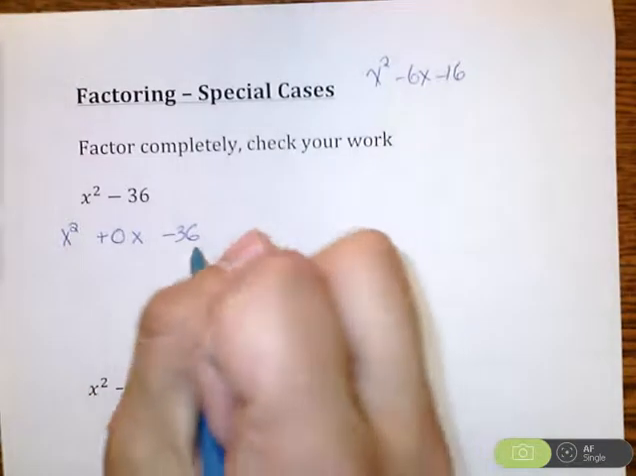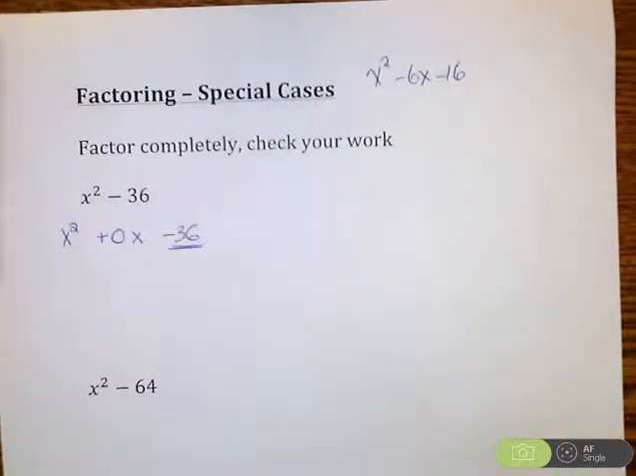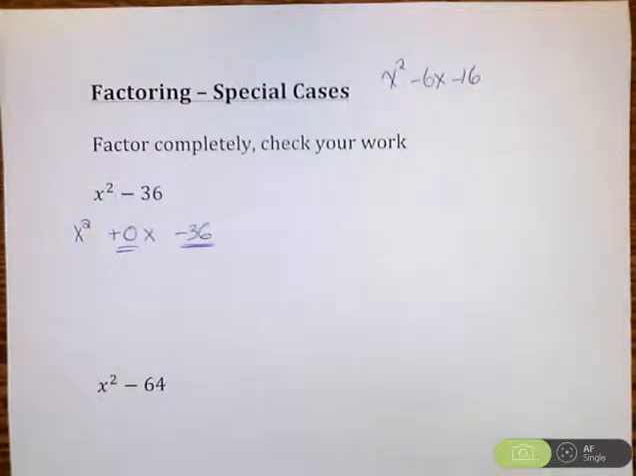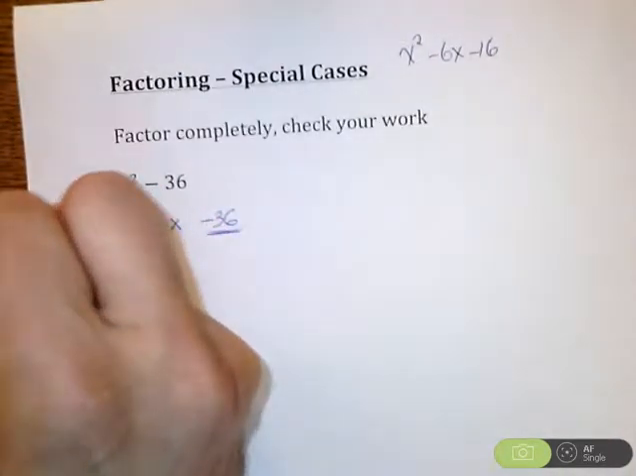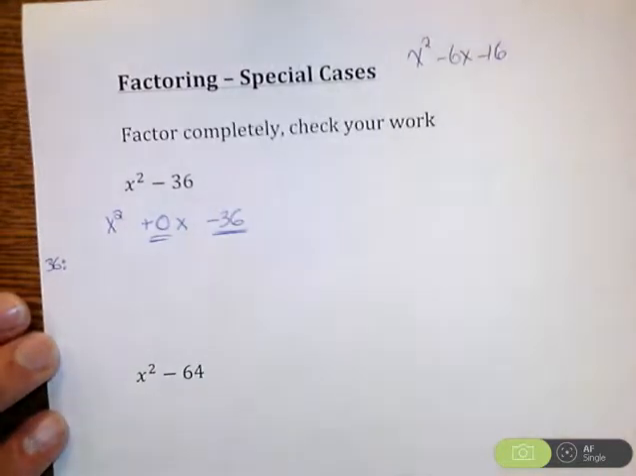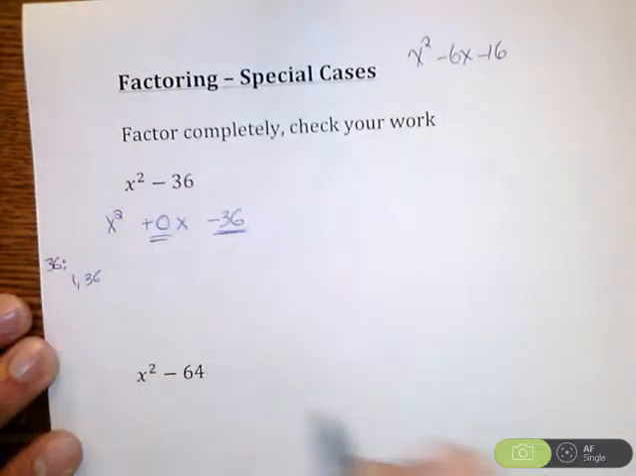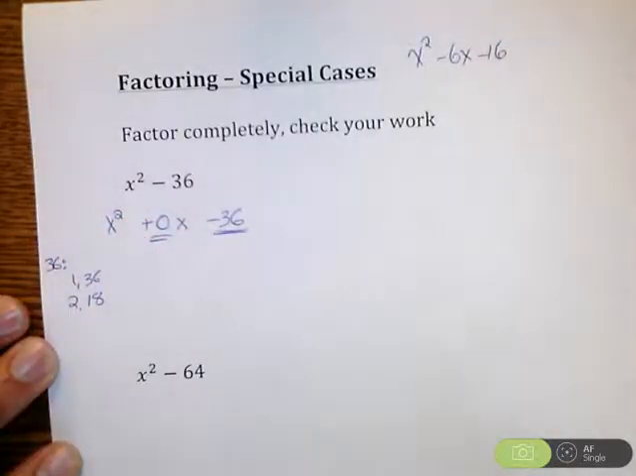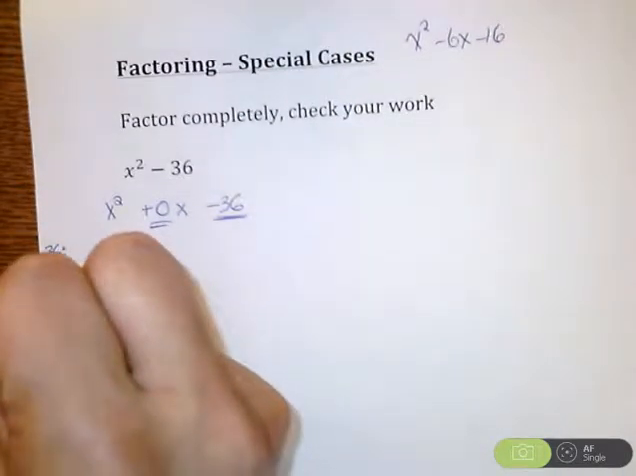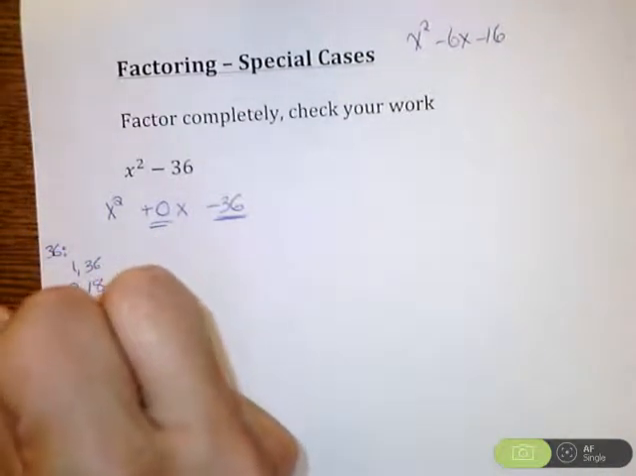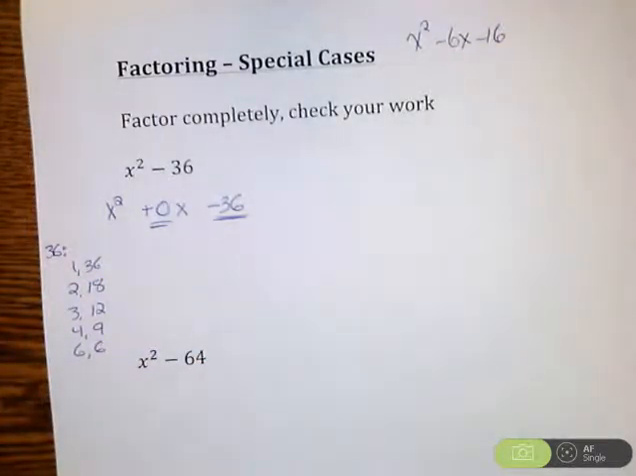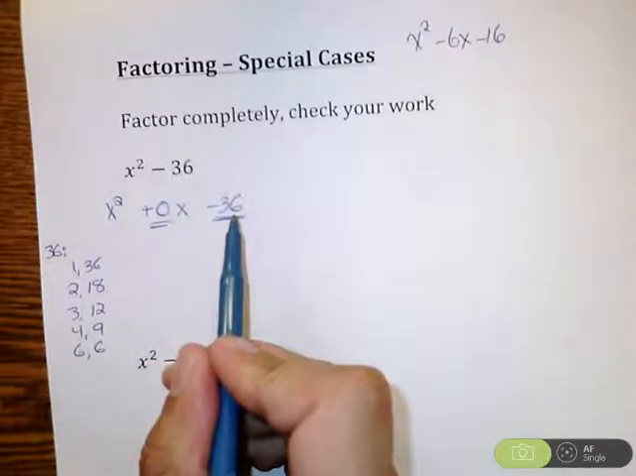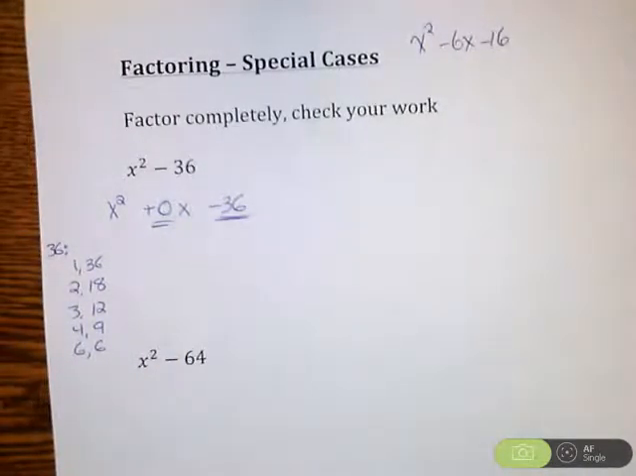Meaning we're looking for two numbers that multiply to negative 36, but add to 0. So as always, let's make our list of numbers that multiply to 36. So that's 1 and 36, 2 and 18, 3 times 12 will get you 36, 4 and 9, and 6 and 6. So I have to figure out which of those two numbers can I multiply together to get negative 36, but when I add them together, I get 0.